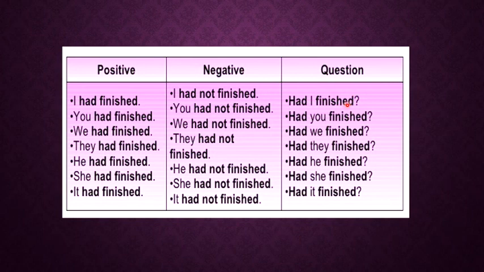Had I finished? Had you finished? Had we finished? Had they finished? Had he finished? Had she finished? Had it finished? We have to take our helping verb, put it in the starting before our subject, and use a question mark at the end of a question or interrogative sentence. Okay? You can also practice by taking some other verb like I had gone, I had swum, I had broken, I had run. Okay, you can take any verb and practice.